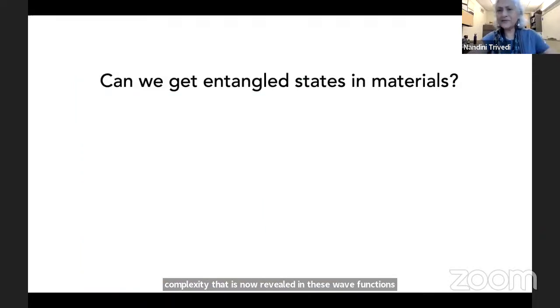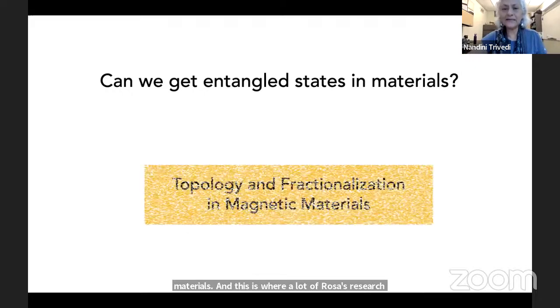So all this sounds really good. We have a model, we have some very interesting entanglement patterns, but can we get real? Can these entanglement states actually appear in materials? And this is where a lot of Rosaire's research also comes in, on her work in quantum materials.